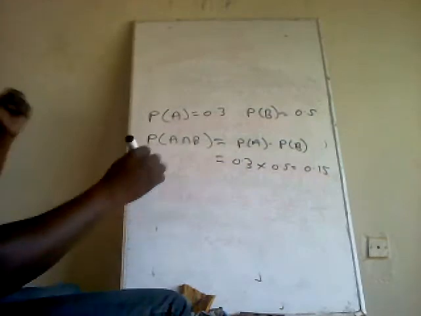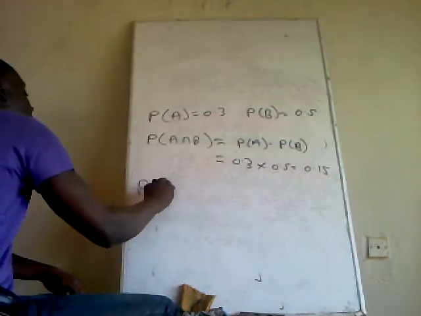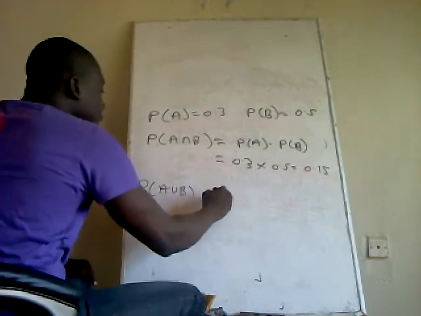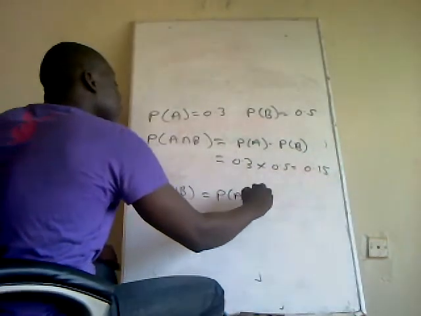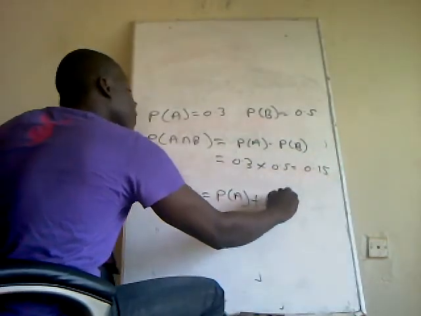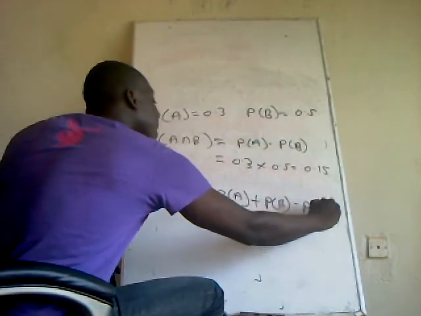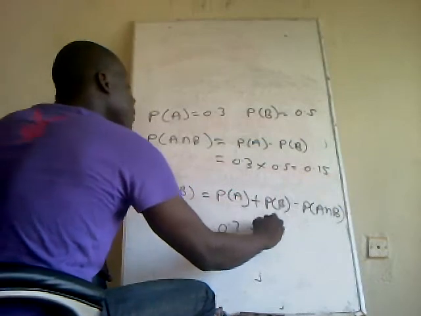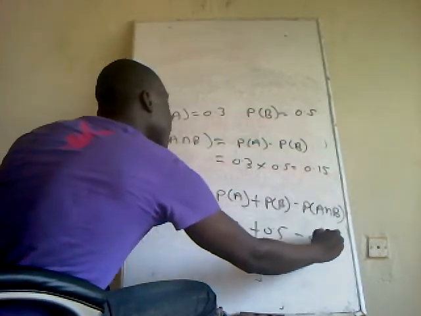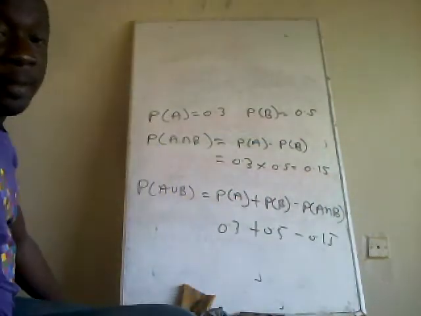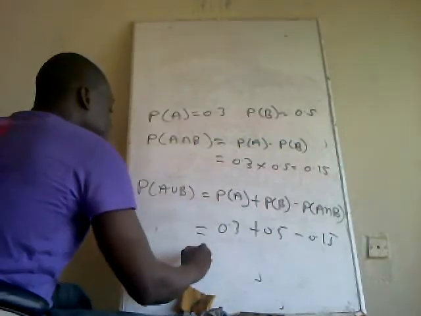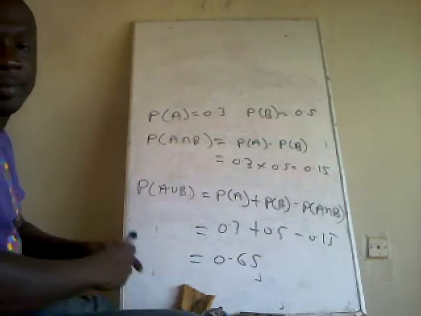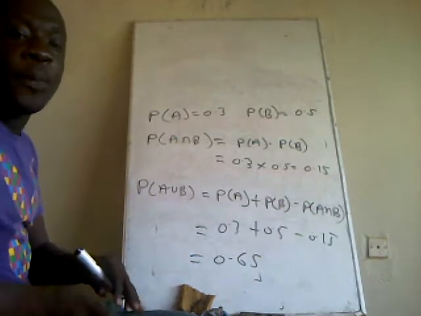And the next question is, we are supposed to find P of A union B. And we know P of A union B is what? P of A plus P of B minus P of A intersection B, which is 0.3 plus 0.5 minus 0.15. And this will give us 0.65. I hope it is very clear.